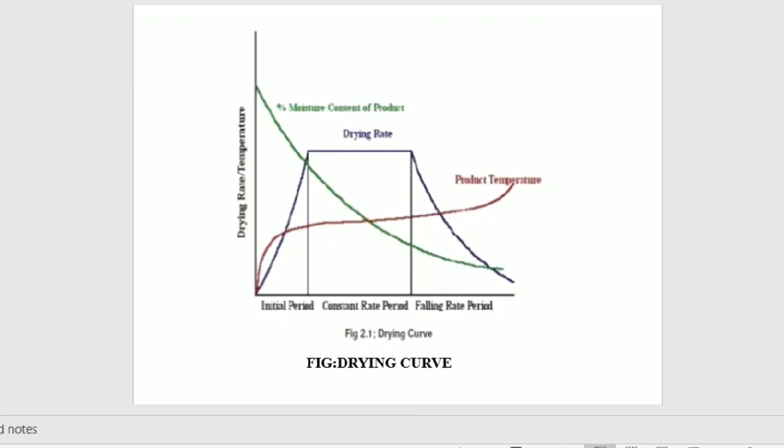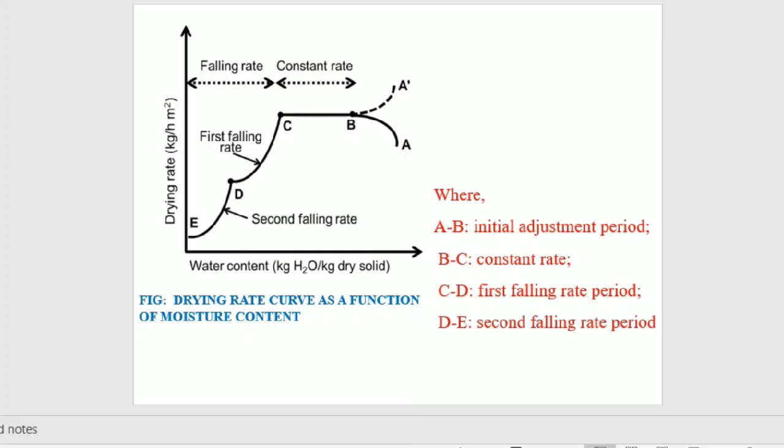This is the drying curve. It contains initial period, constant rate period, falling rate period. These are the various stages involved in the drying process. This curve indicates the drying rate curve as a function of moisture content. In this curve, it is marked as A, B, C, D and E, where AB is the initial adjustment period, BC is the constant rate, CD is the first falling rate period and DE is the second falling rate period. This curve indicates the drying process occurring in the product polishing step.